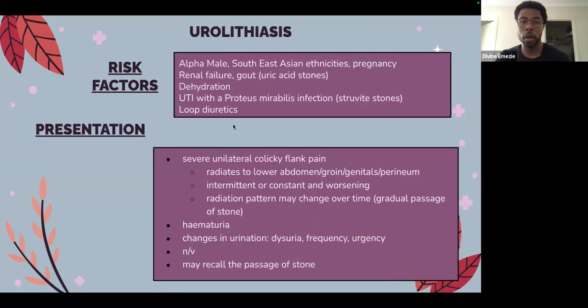Kidney stones. So yeah, I'm not sure why I wrote that. That should not be there.